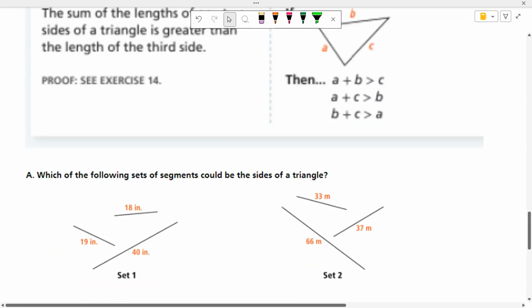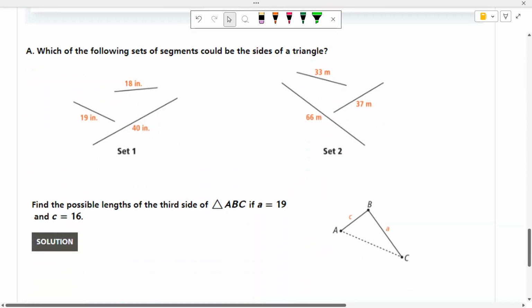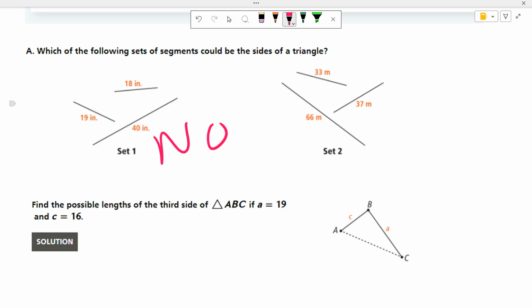All right. So when you do sides of triangles, will these three make a triangle? No. The shorter two must add up to be longer than the longest. Okay? So this one's a no. Do the shorter two add up to be longer than the longest there? Yes.